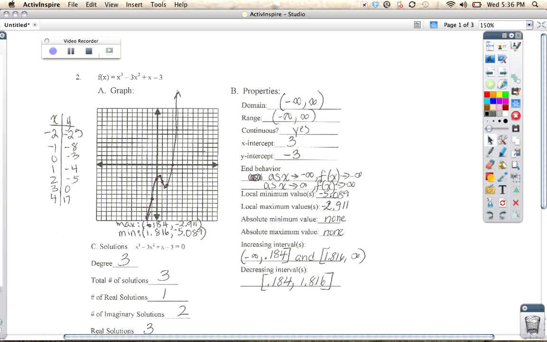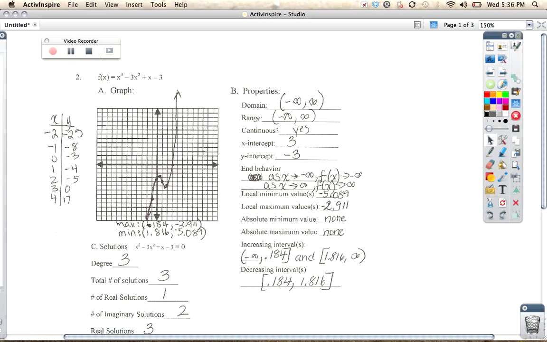Local min, here it is right here. You use the y value of your local min, which is -5.089. Your local max, you're going to use the y value of the maximum, -2.911. Since it keeps going up and down, absolute min and max are none. Notice again your range goes from -infinity to infinity. You can't have those as absolute mins and maxes. Infinity is not an absolute max or min, so therefore none.